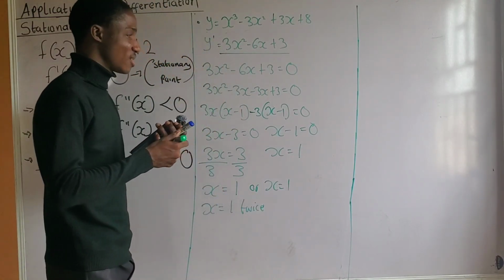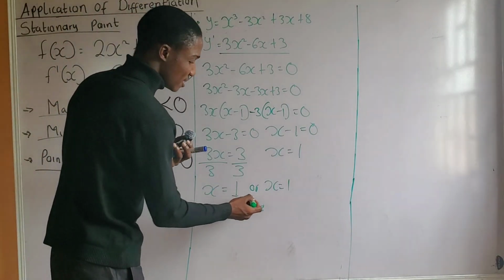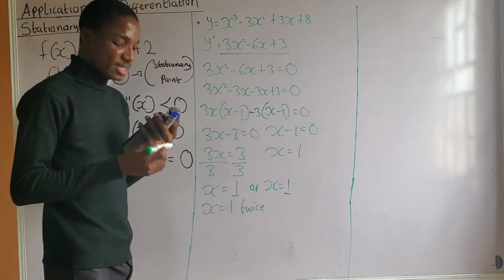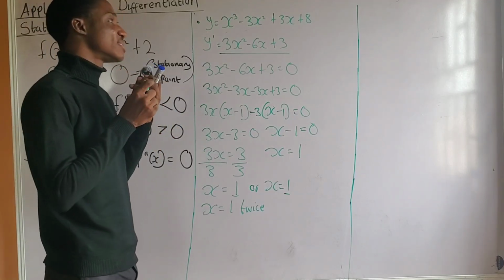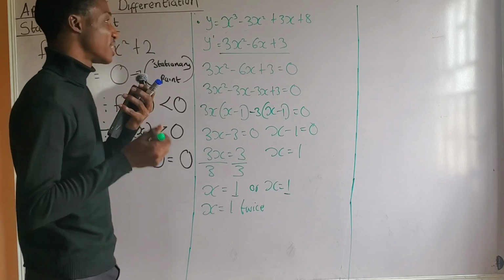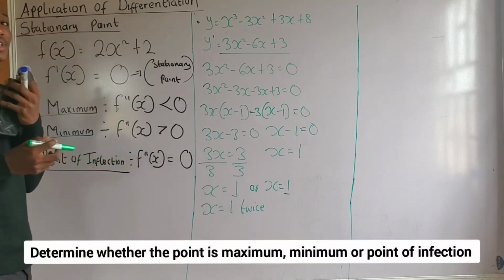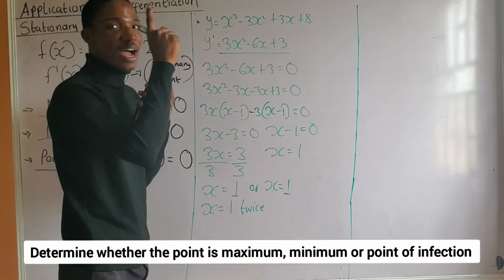Now, this is the stationary point. The value of x is 1 and 1. Now, the next question says we should determine whether the stationary point is maximum, minimum, or point of inflection. Okay? Now, don't forget, I told you that to determine the nature of the stationary point, or the nature of the curve, you are going to use the second derivative test. Are you getting it? Now, for the second derivative test, you're going to differentiate this function one more time.